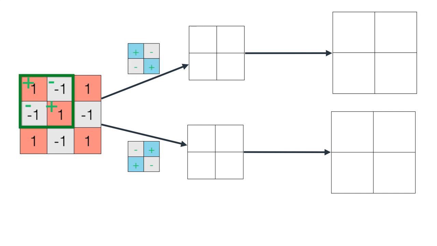We put it here, and what we do is we superimpose the pluses and the minuses on the numbers, and we multiply them.